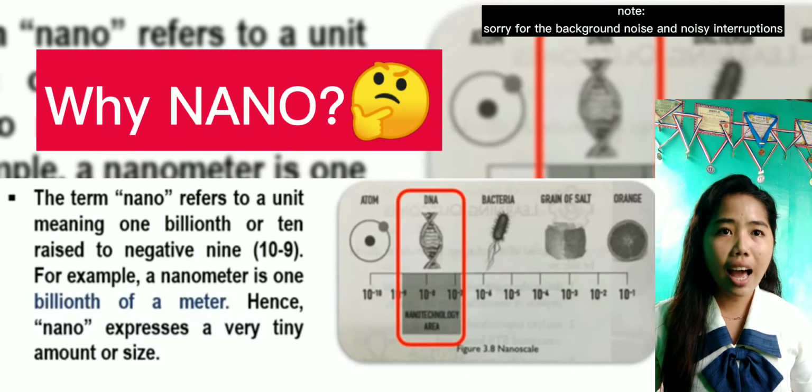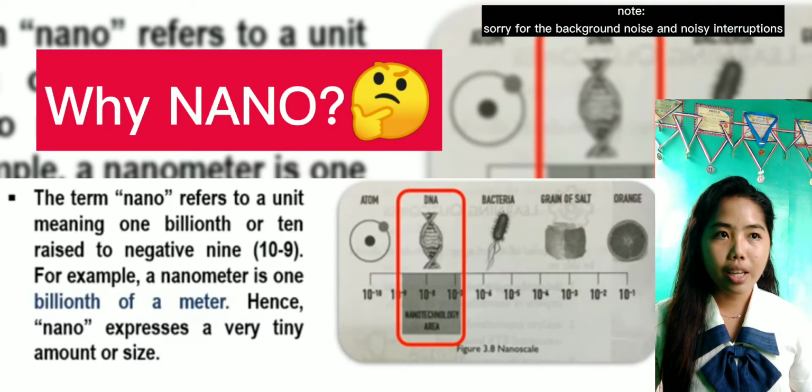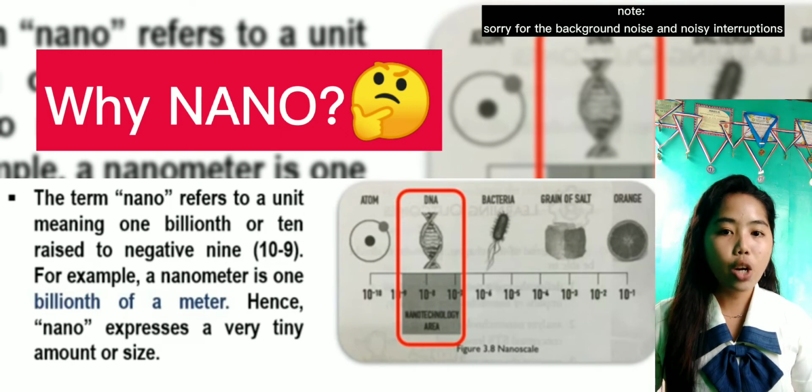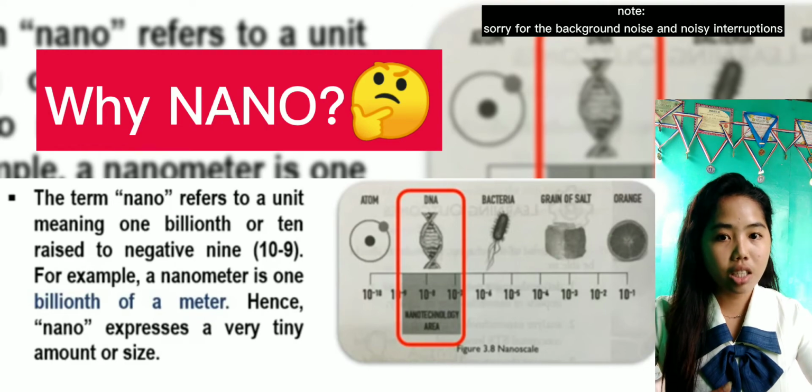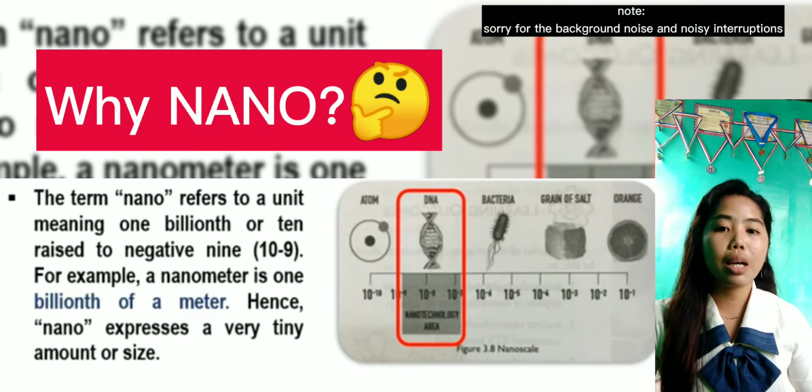So, just how small is nano? In the International System of Units, the prefix nano means one billionth, or 10 raised to negative 9. Therefore, 1 nanometer is one billionth of a meter. It's difficult to imagine just how small that is, so I have here some examples.